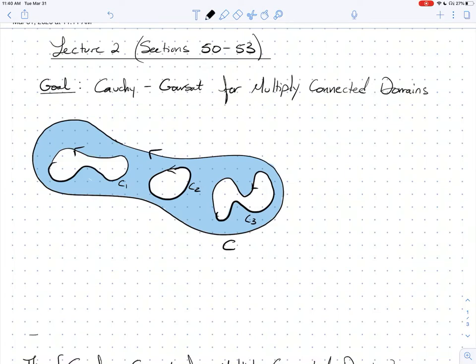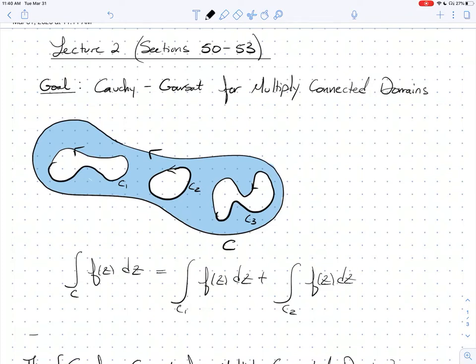Okay, so what is this theorem saying? Well, if you think back to the corollary that I ended with last time, you might pause the video and go look at that real quick. If you look back on that corollary, what you might expect is that the integral over C of f of z dz, we'll talk about the conditions on f in a minute, this integral, you might expect this to be the integral over C1 of f of z dz plus the integral over C2 of f of z dz plus the integral over C3 of f of z dz. And you'd be right. That's what this theorem says.